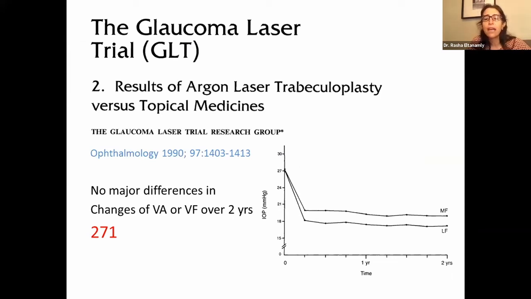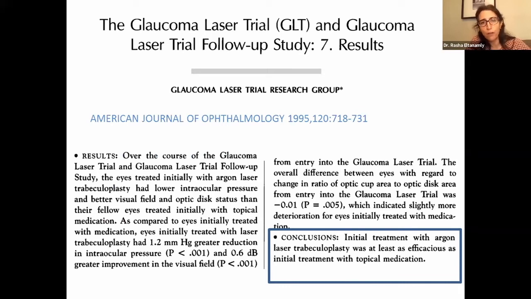At the end of the follow-up, they found that there was no major difference in the outcome. Actually, there was a slight favor in the laser first group, but more or less both groups were similar. There were no major differences in the pressure, in the visual acuity, or in the visual field over the 2 years of follow-up. They even released a longer follow-up of the patients for 7 years, and they still had the same conclusion. They concluded that initial treatment with argon laser trabeculoplasty was at least as efficacious as the initial treatment with topical medications.